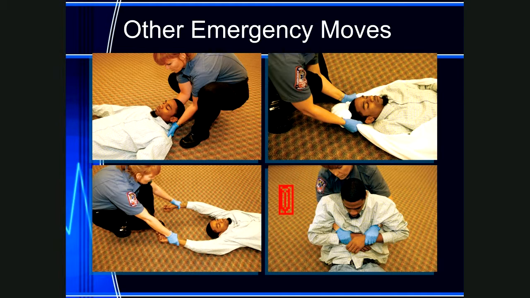Some other emergency moves: the clothes drag, the blanket drag in the upper right-hand corner, the arm drag in the lower left-hand corner, and then in the lower right corner you have the arm-to-arm drag. And this one works well with a second rescuer in lifting patients, where the second rescuer gets under the legs and helps pick up the patient.